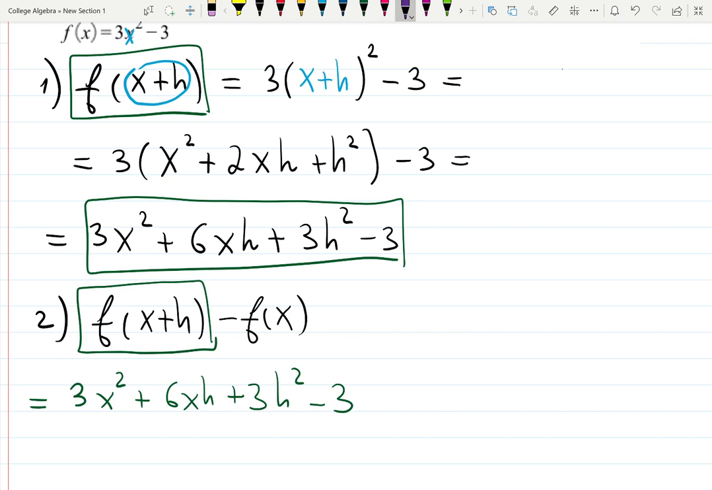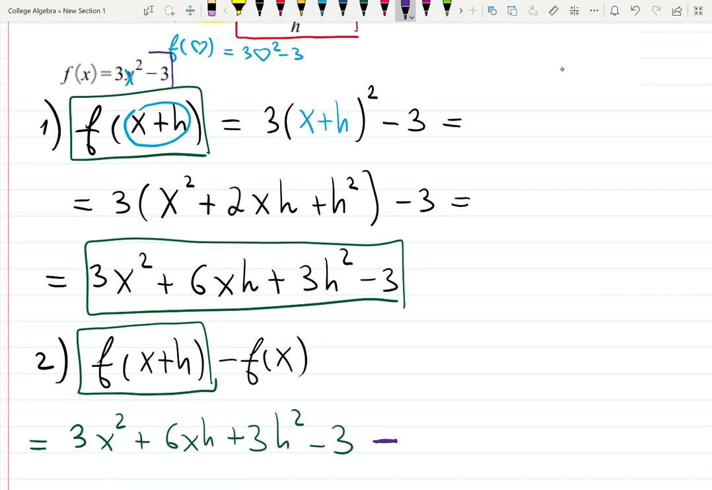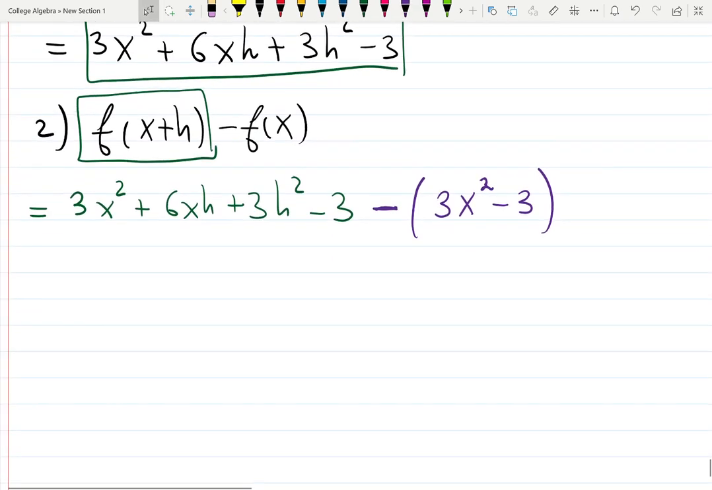The f of x part, I will put in the purple color. That's just the original function. Don't be bothered too much. Just this function over here, 3x squared minus 3. Open big parentheses, because then you will not mess up any signs. Here my parentheses, minus, 3x squared minus 3.